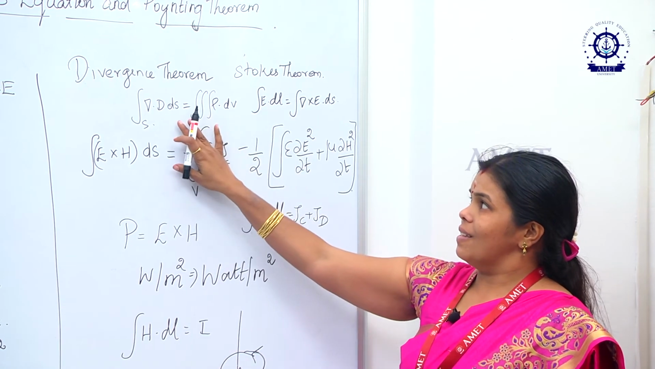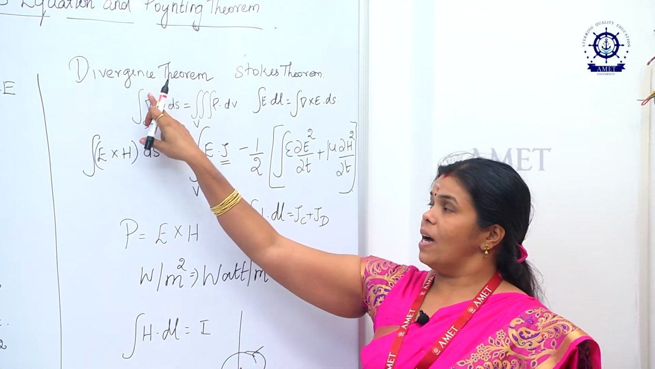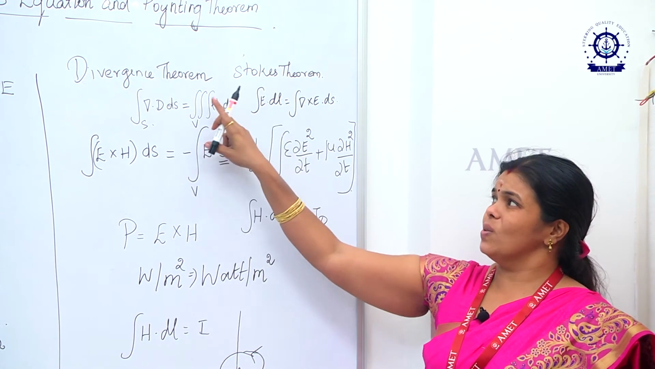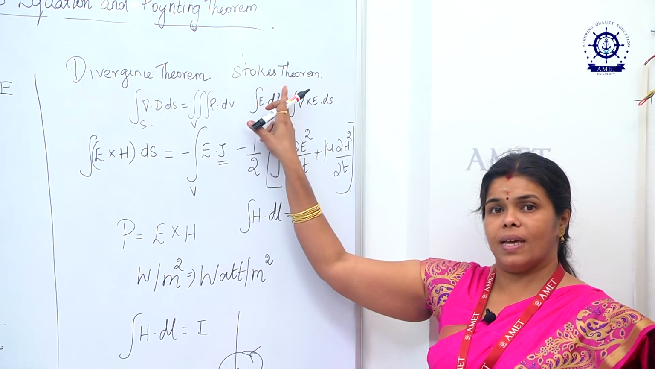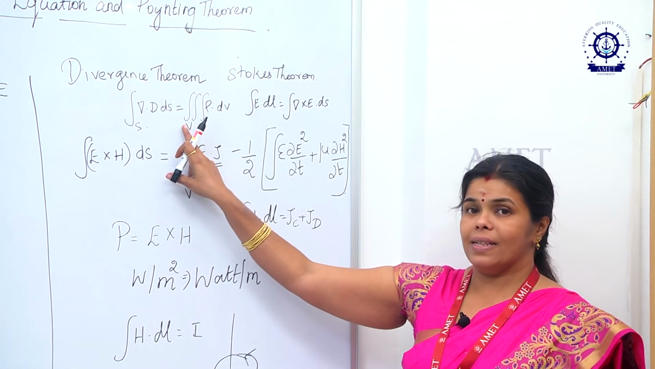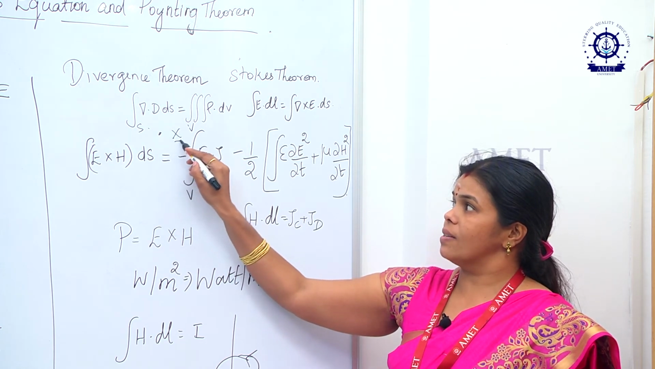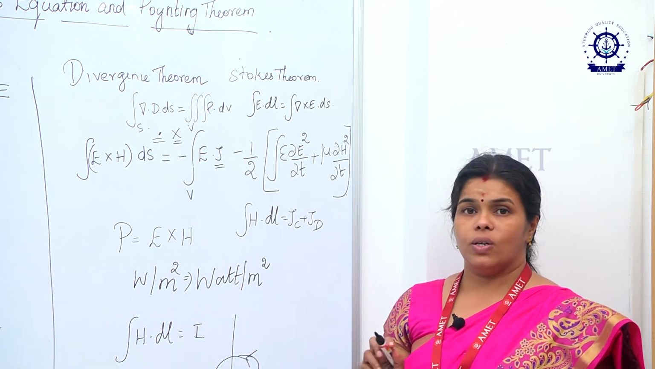So the basic things in electromagnetic theory, we have to know about the divergence theorem as well as the Stokes theorem. Why are we using the divergence theorem and the Stokes theorem? Because in electromagnetic theory we are using the dot product as well as the cross product.